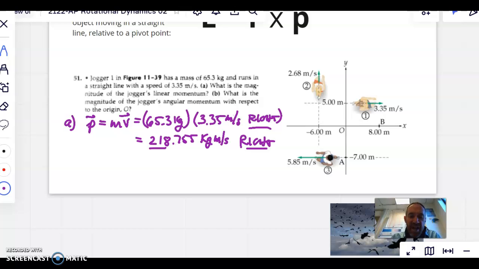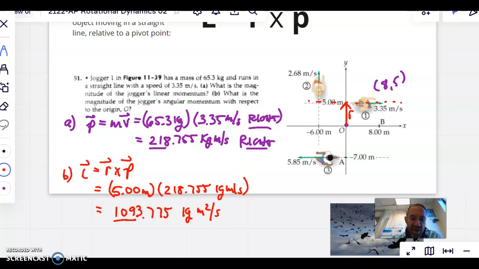Now, part B says, what is the magnitude of the jogger's angular momentum with respect to the origin? So you see where jogger 1 is, and these don't line up perfectly, but jogger 1 is at a point that we're going to call (8, 5), 8 over and 5 up. Again, I know they don't line up perfectly, but that's what we're going with. I'd like to know about this origin right here. I'd like to know what is the angular momentum. Please stop the video and give that a shot.